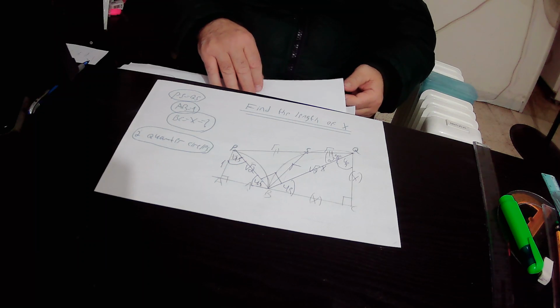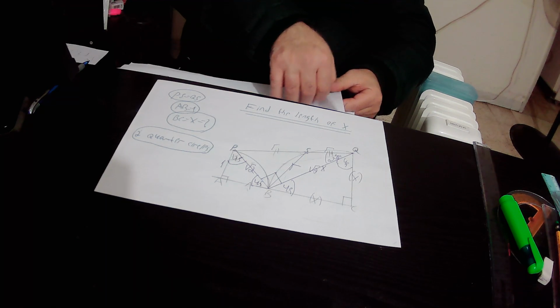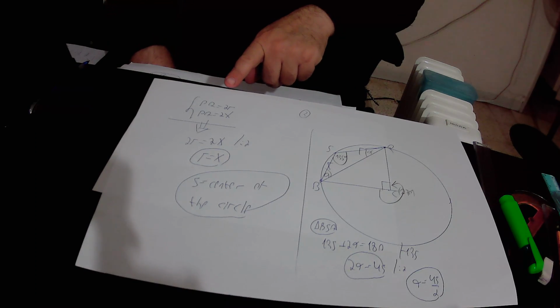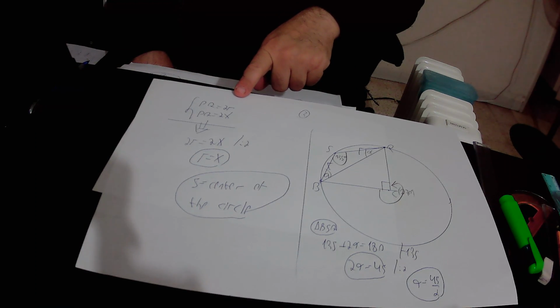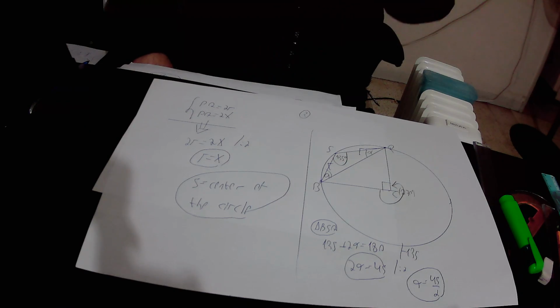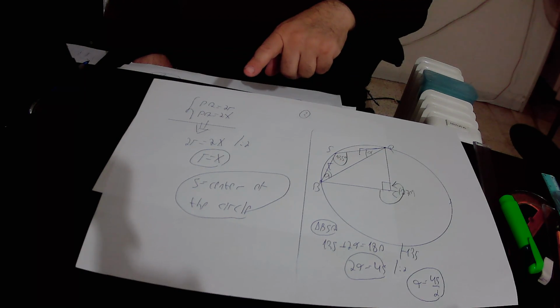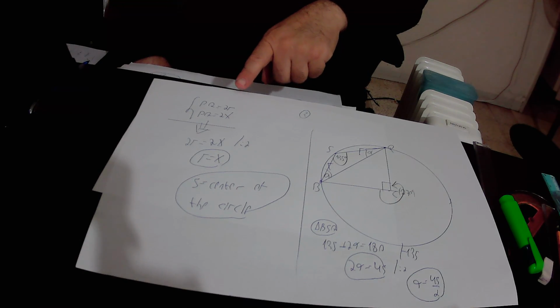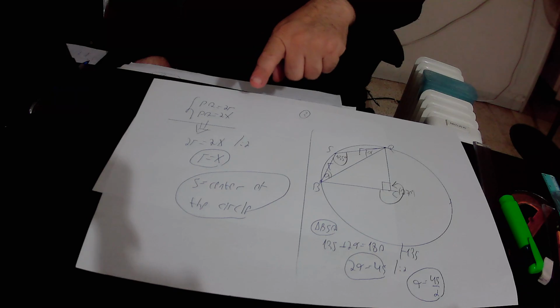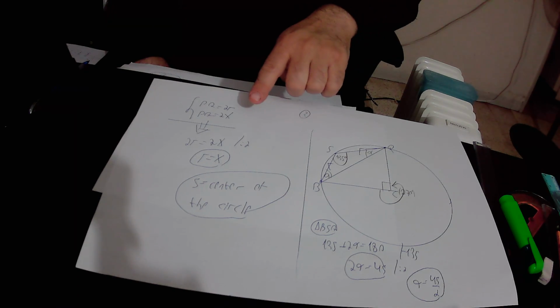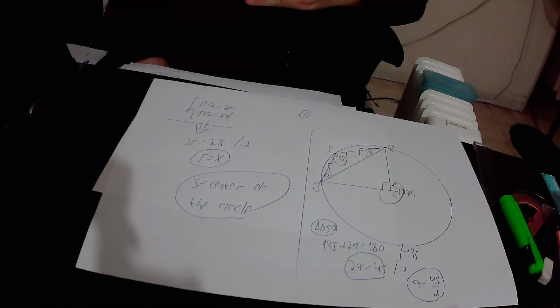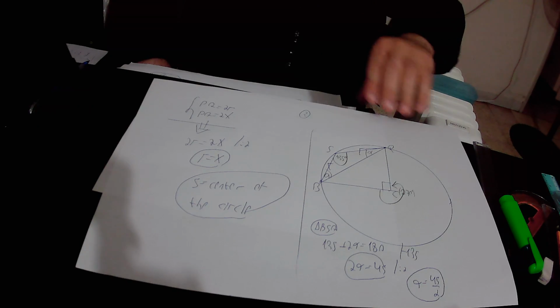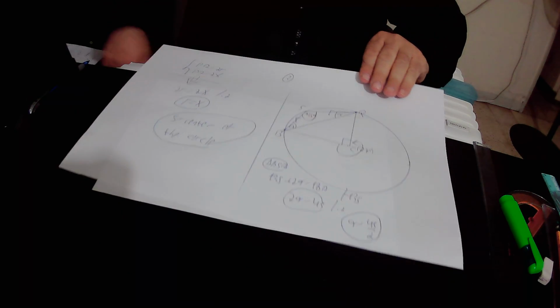So in conclusion, from one side, PQ is the diameter of the circle, which equals 2R. From the other side, PQ equals 2X. From those two equations, we derive that 2R equals 2X. We divided this equation by 2 and finally found out that X equals R. Here, X equals R.